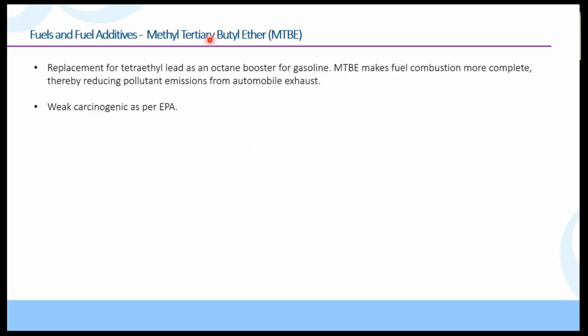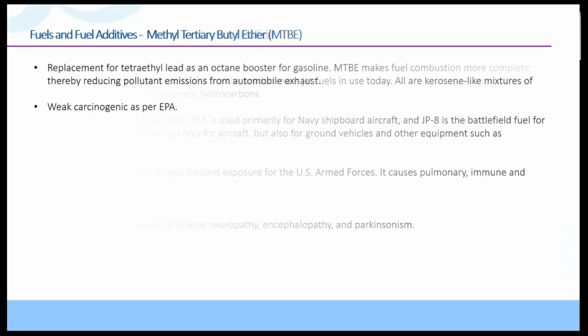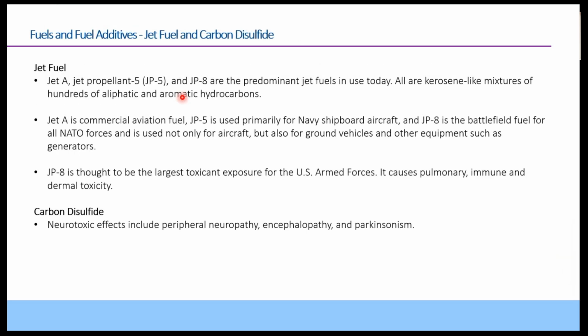Then moving on to the next fuel additive, methyl tertiary butyl ether, also called MTBE. This is a replacement for tetraethyl lead as an octane booster for gasoline. So MTBE makes fuel combustion more complete, thereby reducing pollutant emission from automobile exhaust. And this is a weak carcinogen as per the EPA classification. Then moving on to the next, jet fuel and carbon disulfide.